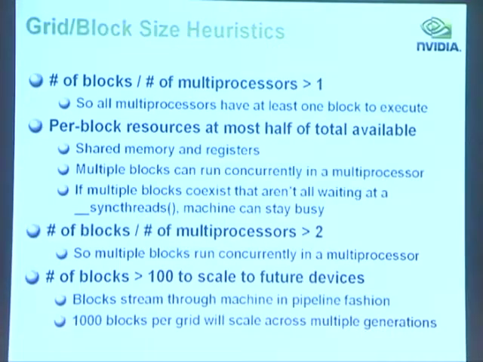All right. So related to occupancy, as you can see from the occupancy calculator, is how do I size my blocks and my grid? Well, you have a certain number of multiprocessors. You want to have at least one block per multiprocessor. So the basic rule should be the number of blocks should be greater than the number of multiprocessors. Or in other words, the ratio of blocks to multiprocessors should be greater than one. And ideally, they should be greater than two, which I have down below, so that you can hide memory latency with multiple blocks on a multiprocessor. So that means that your per block resources should be at most half of the total available. So each block should use 8K or less of shared memory and should use less than half of the available registers.